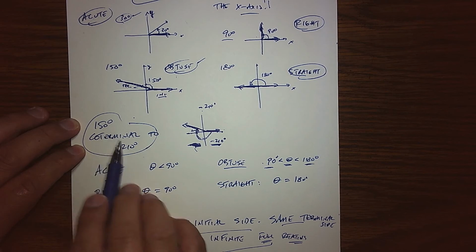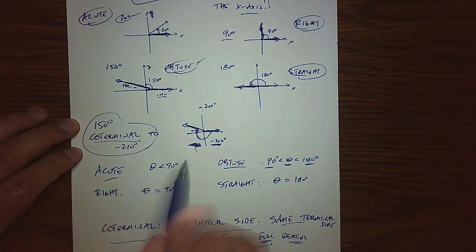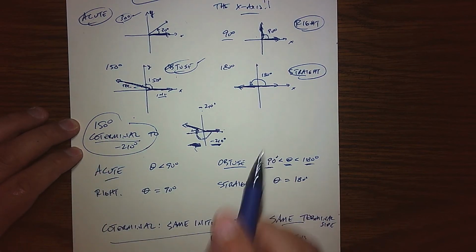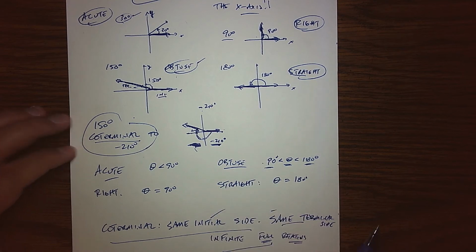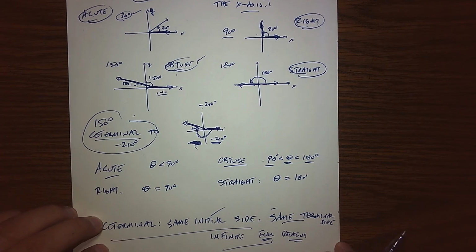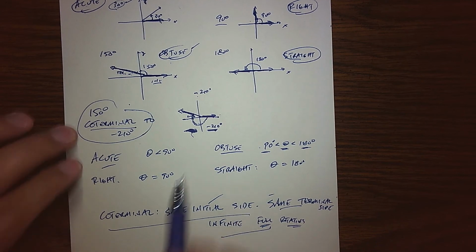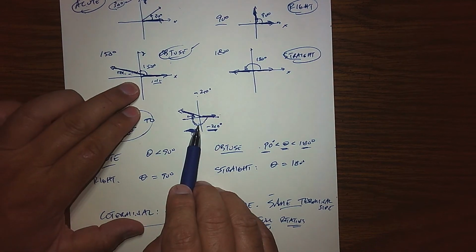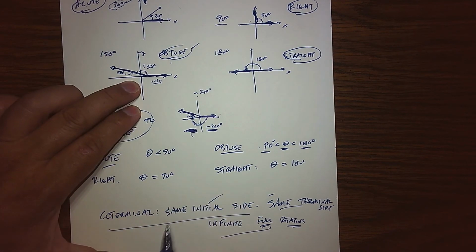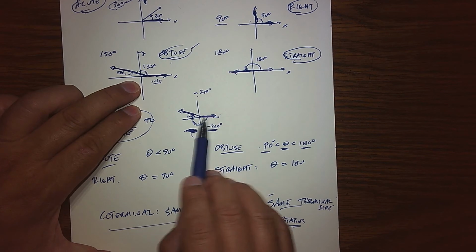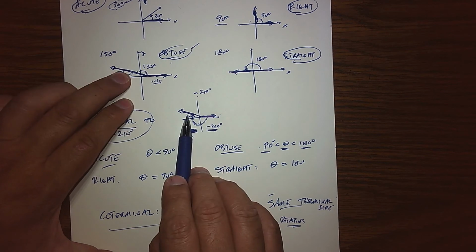So these two angles are what we call coterminal. They're not equal, but they're coterminal. They share the same initial side and the same terminal side, but we're not saying that they're equal. Notice there was a different rotation to create them. What makes them coterminal is the fact that they have the same initial and the same terminal side.